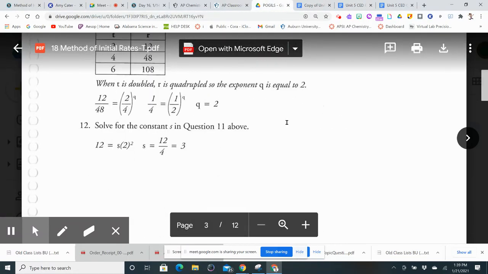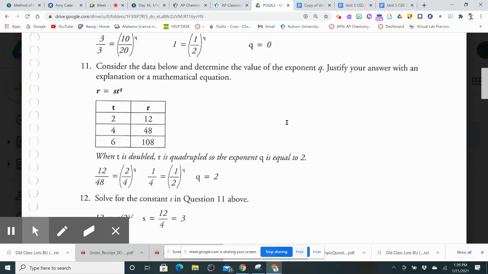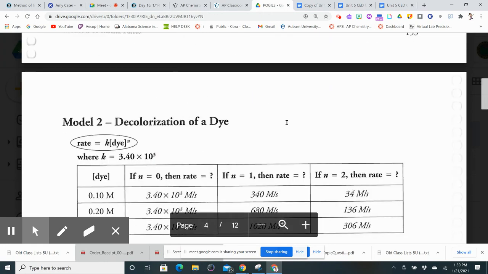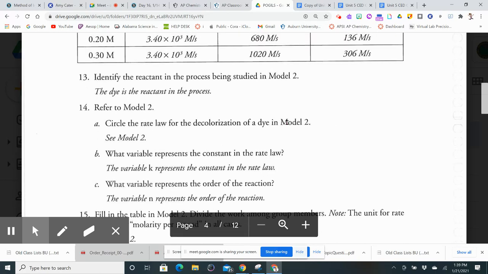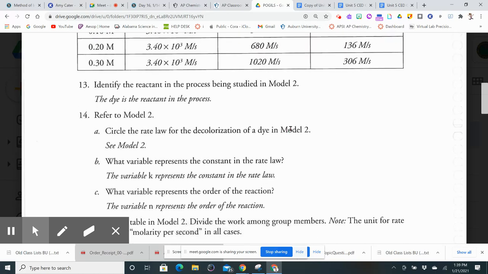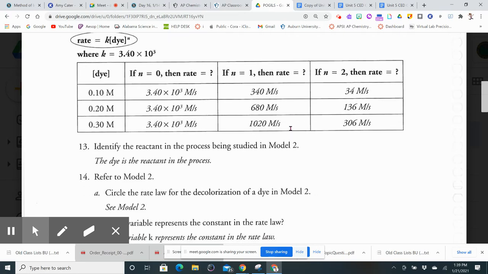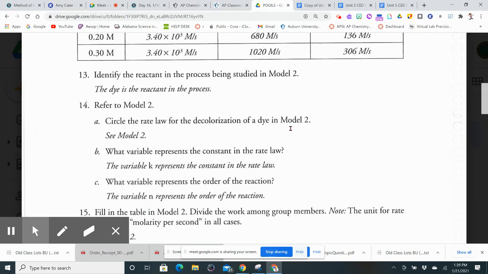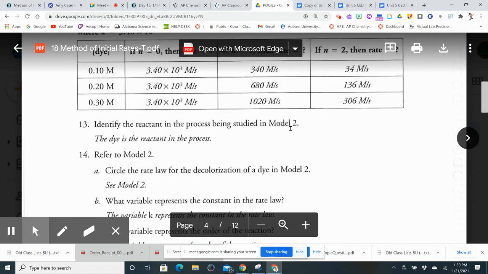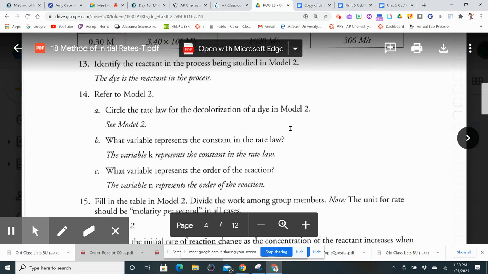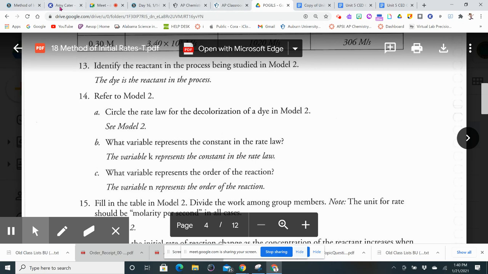Which thing represents the order? And which thing represents the constant? So looking back up at Model 2, which thing is the rate law? Which thing is the order? And which thing is the constant?